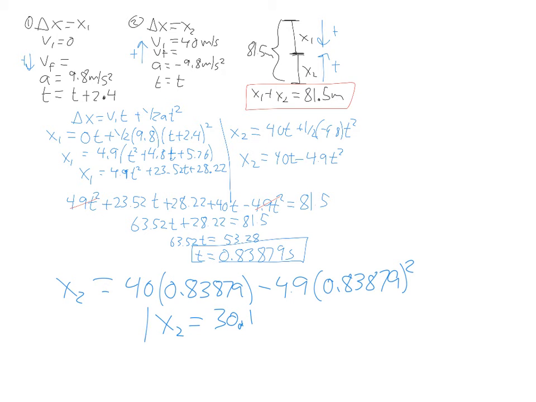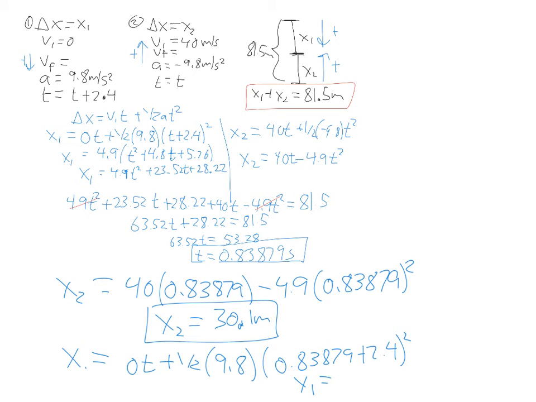If I check it with x1, they should add up to 81.5, so let me do that real quick. It looks like they do. For x1, I'm getting 51.39. All right, so with rounding, that's going to add up to my 81.5.